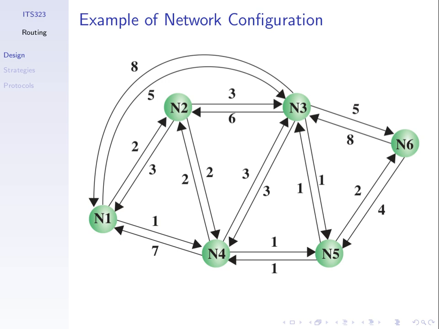We also refer to hops sometimes. That is, the number of hops from node 1 to 6 via 4 and 5 is 3 hops. Okay, this is some terminology from last week.